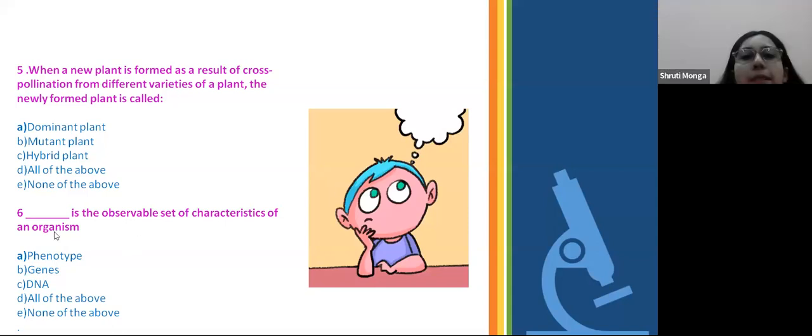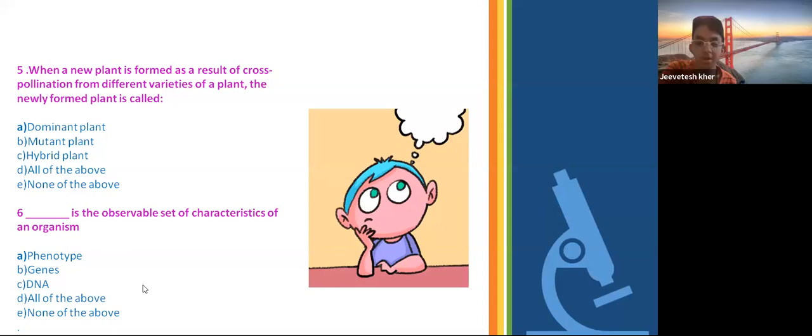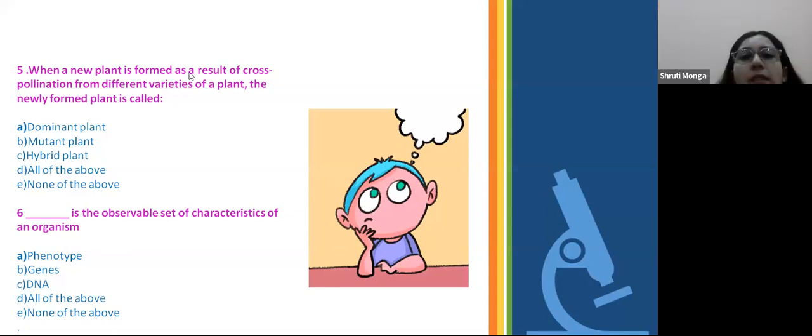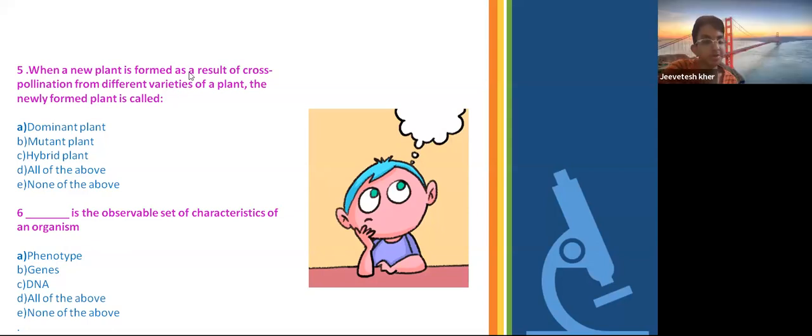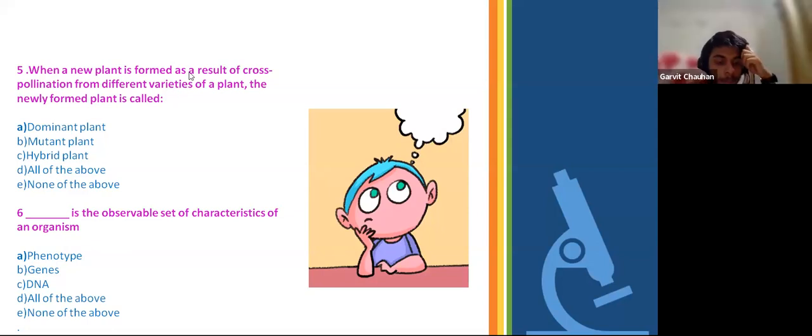Question number 6. Dash is the observable set of characteristics of the organism. Very simple. You can tell me like this only. Ma'am, it's phenotype. Yes. Exactly, phenotype.